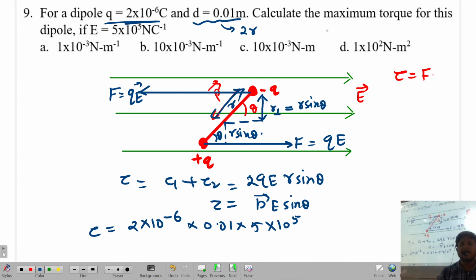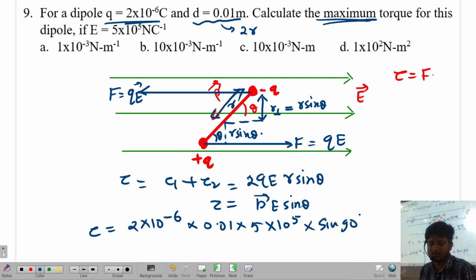And maximum torque will happen at 90 degrees. If theta becomes 90 degrees, torque will be maximum, since sin theta is maximum when theta is 90. So sin 90, you'll get the answer out of it. What is the answer? C, 10 into 10 to the power of minus 3 Newton meter. Got it or not?